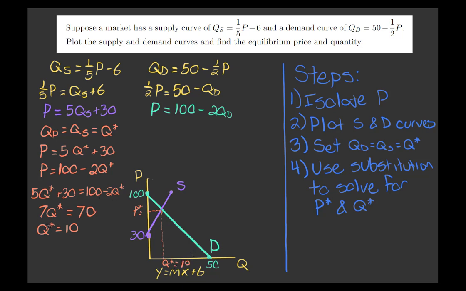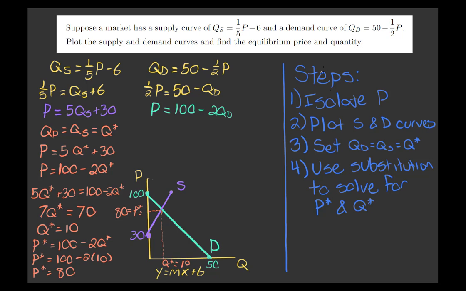So subbing the equilibrium quantity into either the supply curve or the demand curve will yield the equilibrium price. So let's sub this into the demand curve. I like doing this just because the demand curve looks a little bit easier to work with. So we know that P star is equal to 100 minus 2Q star. So P star is equal to 100 minus 2 times 10. And then P star is equal to 100 minus 20, which is 80. So therefore, we know that the equilibrium price will be 80. And that wraps up the solution for this problem.